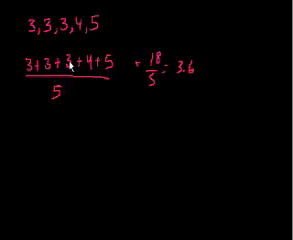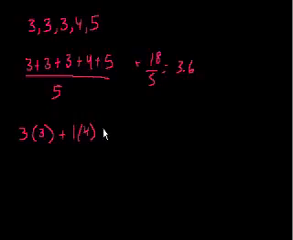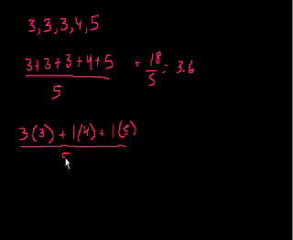If we just rearrange the math a little bit, we could view it a slightly different way. How many 3's do we have? We have 3 3's, so we could view this as 3 times 3. How many 4's do we have? We have 1 4, so it's plus 1 times 4, plus 1 times 5. All of that divided by 5. And this is the same thing, I'm just doing a little basic number manipulation here.